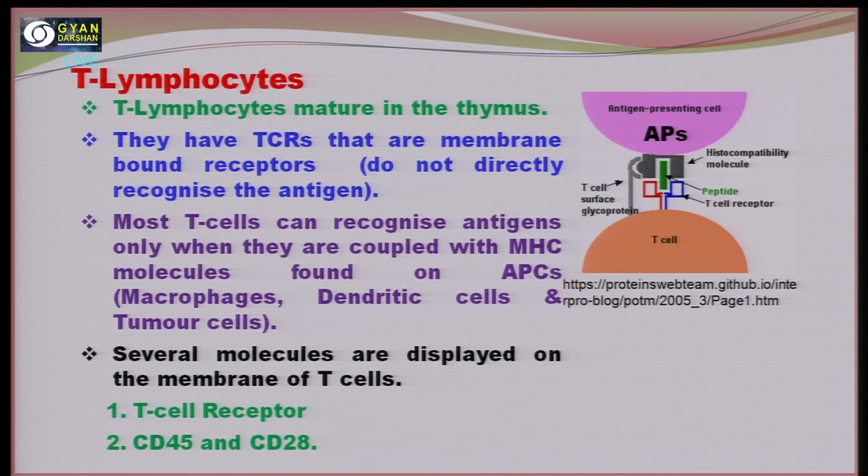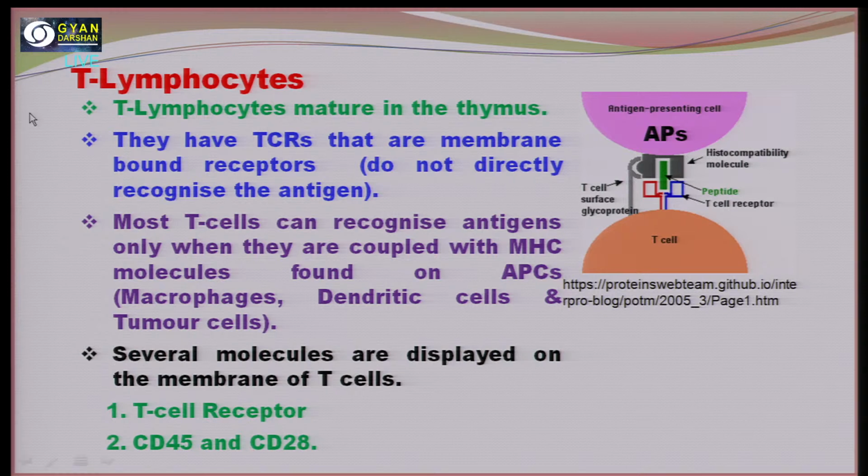After B cell activation, the immune response will take place, or our immune system can kill the pathogens. Another is the T lymphocyte. It is another lymphocyte present in our body. Its role is very important in the immune system, basically the adaptive immune system.